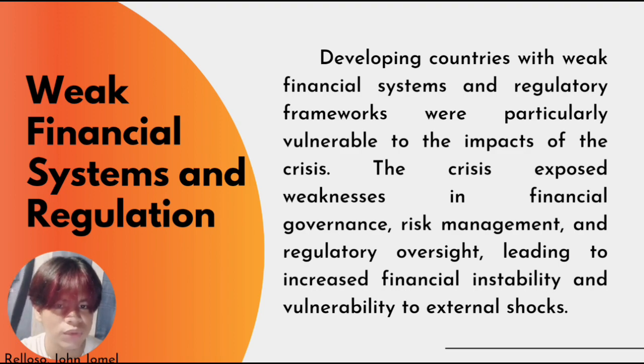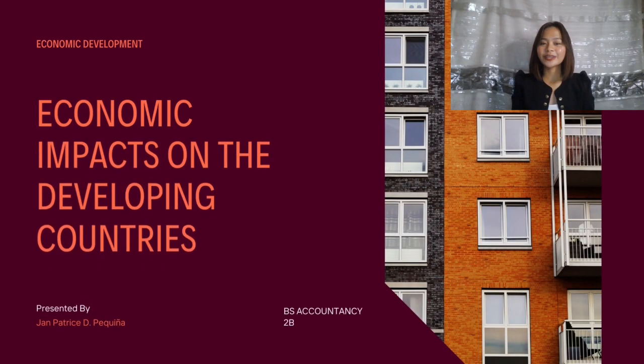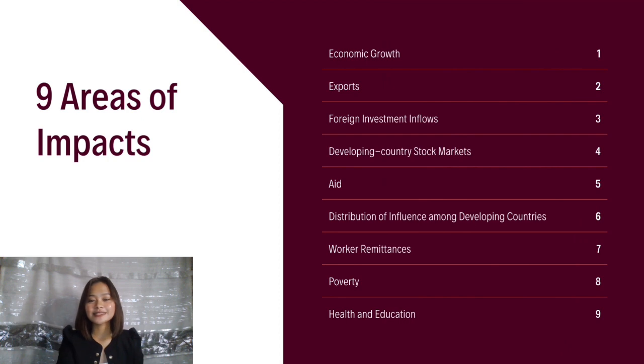And now let's proceed with the economic impacts of the crisis on the developing countries. Basically, we have here 9 areas of impacts. First is the economic growth. Second is the exports. Third is foreign investment inflows. Fourth is developing countries' stock markets. Fifth is aid. Sixth is the distribution of influence among developing countries. Seventh, worker remittances. Eighth, poverty. And ninth, health and education. And now let's dive into understanding each area.